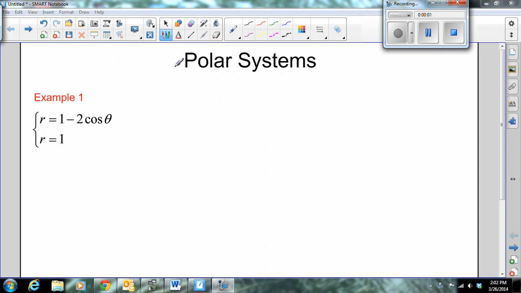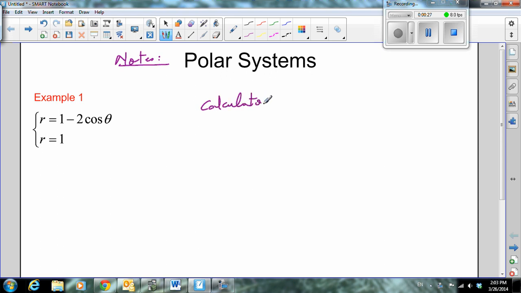This is your polar system note. All right, let's go straight over it. Example 1 says r is equal to 1 minus 2 cosine of theta and r equals 1. Our goal is to solve this system of equations. Let's do it first with a calculator.